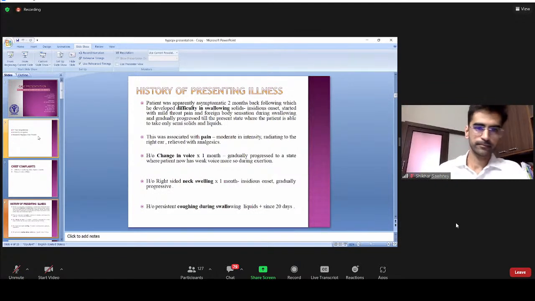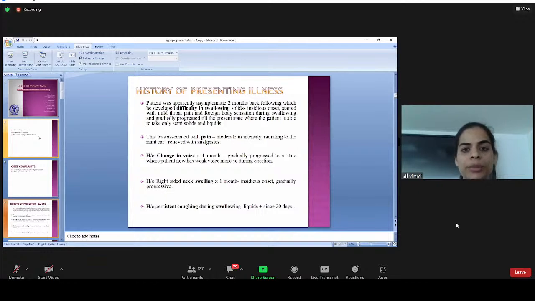Okay. So, as I said, the patient was apparently asymptomatic 2 months back, then difficulty in swallowing solids, which was insidious in onset, started with mild throat pain and foreign body sensation, and progressed till the present state where the patient is taking only semi-solids and liquids. This was also associated with pain, which was moderate in intensity, radiating to the right ear and relieved with analgesics. There is a history of change in voice for the past 1 month, which has gradually progressed to a state where the patient now has a weak voice, more so during exertion. There is a history of right-sided neck swelling for the past 1 month, which is insidious in onset and gradually progressive. History of persistent coughing during swallowing liquids since the past 20 days.